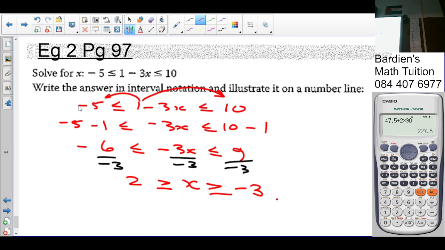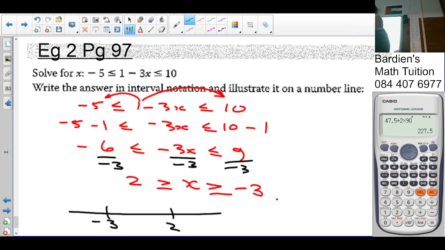So if you have to draw this on a number line, minus 3 and 2. Would negative 3 have an open or closed circle? Closed. 2. Read the inequality again. X is greater than or equal to negative 3. So which way? Left or right? Right. But x is less than 2. That is going? There we go. Okay.